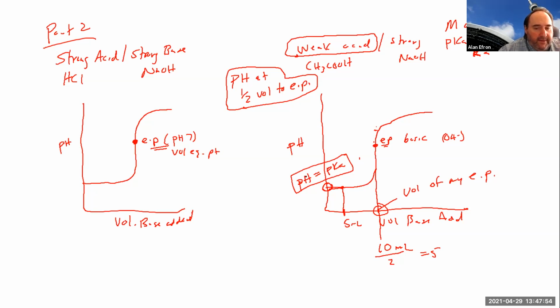And you may be wondering, why is that? Why is it that when I hit half the volume of the equivalence point, the pH will equal the pKa value? Well, let's just look at it with some made up numbers, and hopefully it'll make it understandable as to what's happening at two spots.